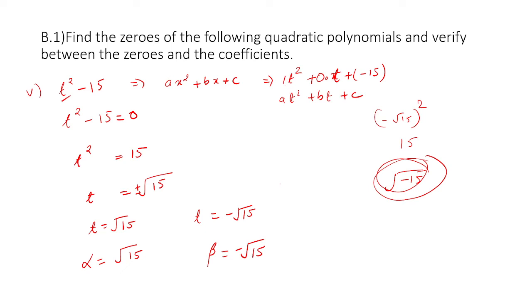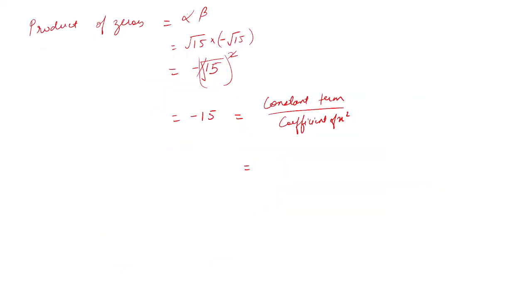Clear? So ax squared can be expressed in terms of any variable, right? So the constant term that we have is actually minus 15. The coefficient of x squared is 1. That means the product of zeros, or the zeros that we found out for this equation, is correct. Now let us go with the next question.